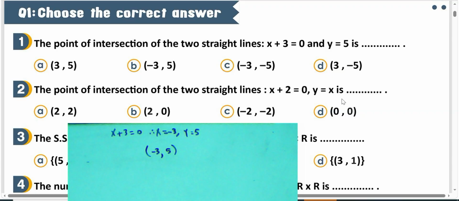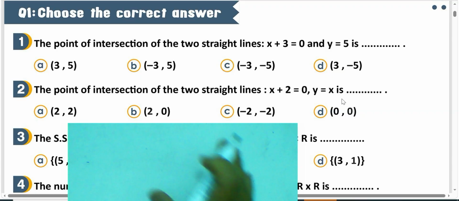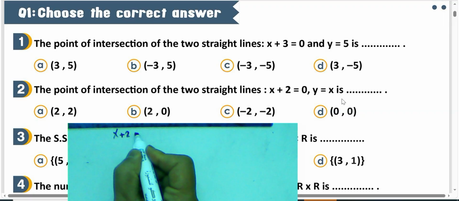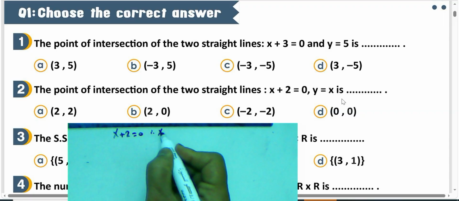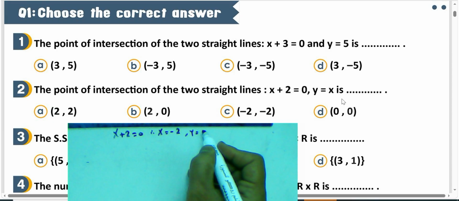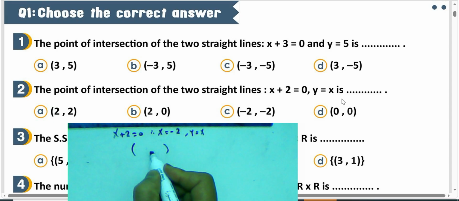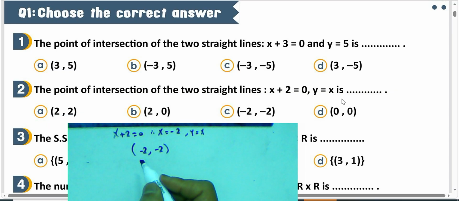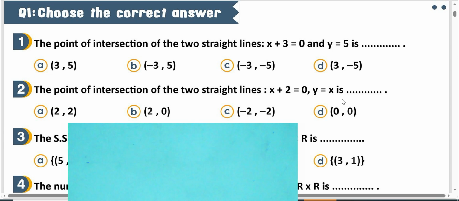Number 2, the point of the intersection of two straight lines x plus 2 equals 0 and y equals x. X plus 2 is equal to 0, then the value of x equals -2, and we also have y equivalent to x. In the ordered pair here we have -2 and -2 also, because x is equivalent to y. They are equivalent, then the result will be -2 and -2. Letter C. Next question.